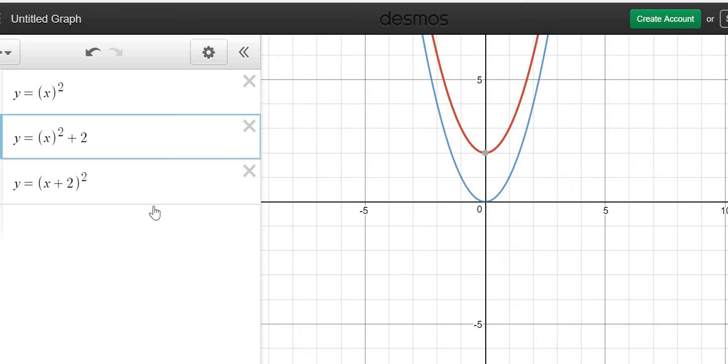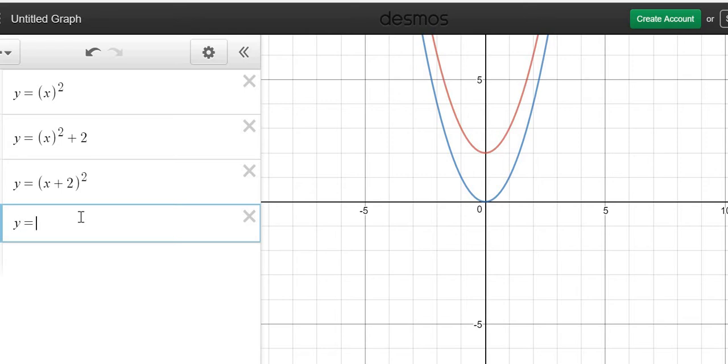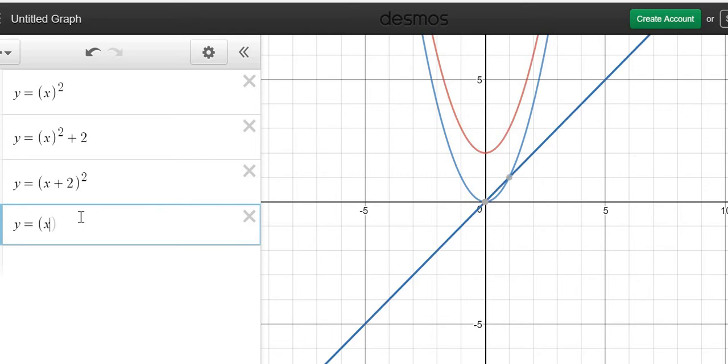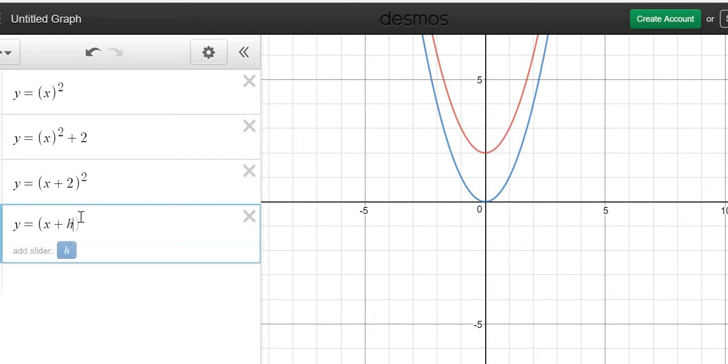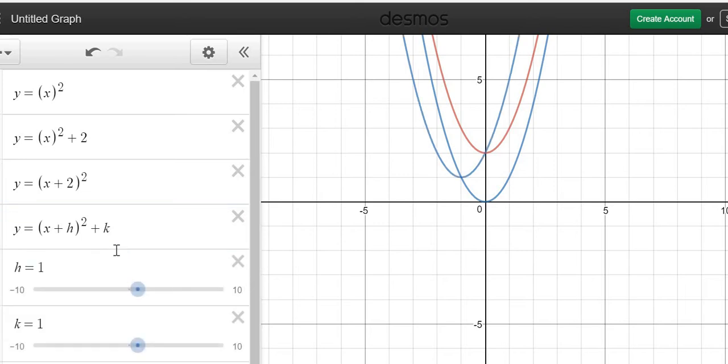So for fun, we can create a general form like this, where we have y equals (x plus h) squared plus k. So h will be a number that can change, right? And k will be a number that can also change. We're going to add both of them as sliders. So let's turn everything else off.